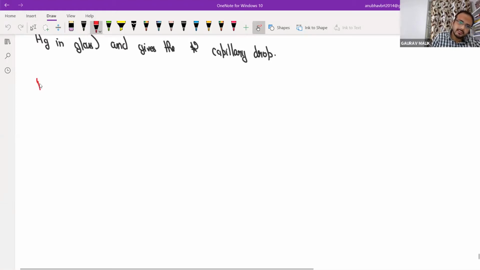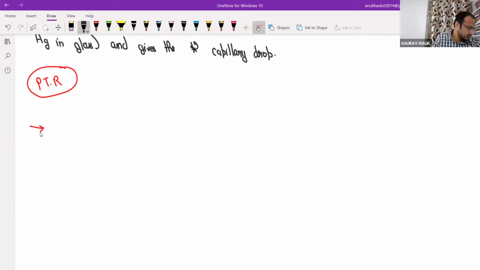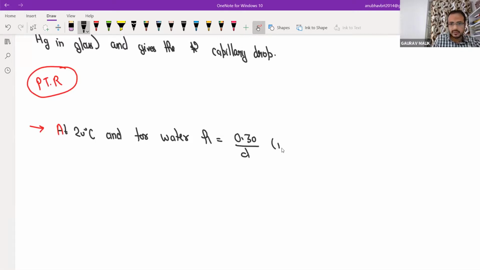Write down some PTR, points to remember. First point: at 20 degrees Celsius and for water, H is equal to 0.30 divided by d meters, where d is the diameter of the tube.